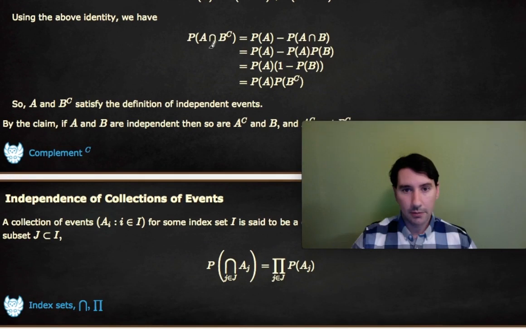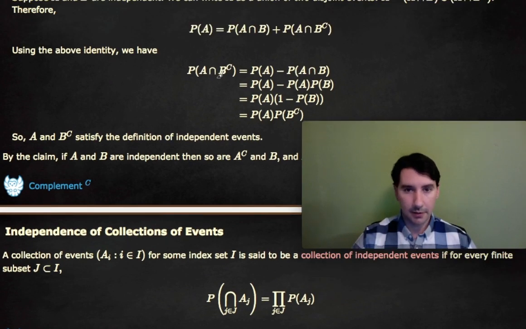Now we can compute the probability of A intersect B complement: it is the probability of A minus the probability of A intersect B. And that's just by subtracting this one to the other side. Then the probability of A minus the probability of A intersect B is equal to the probability of A minus the probability of A times the probability of B. And that's just by independence of A and B. Since A and B are independent, this is the product of the probabilities.